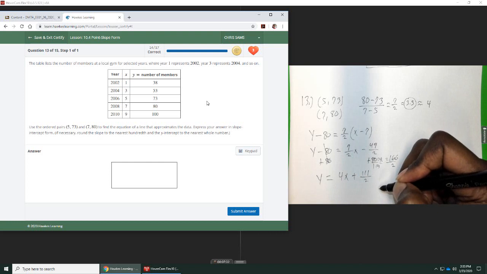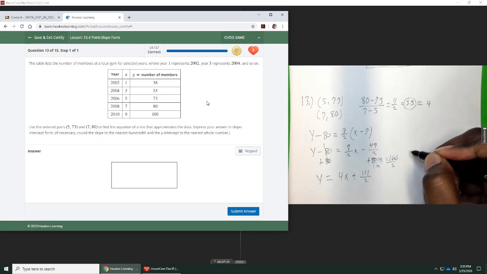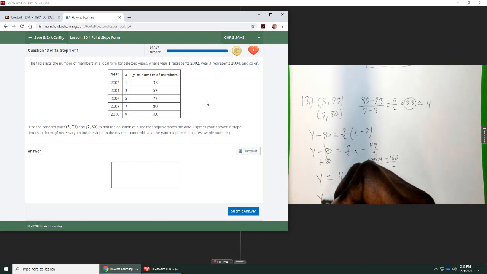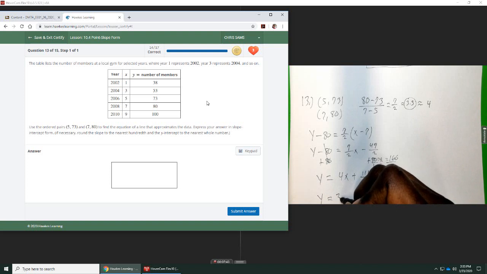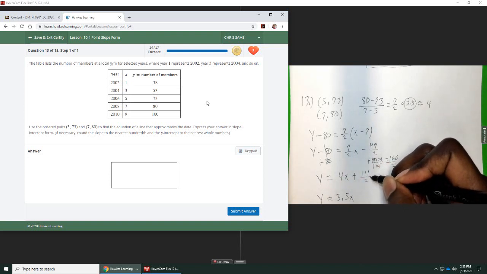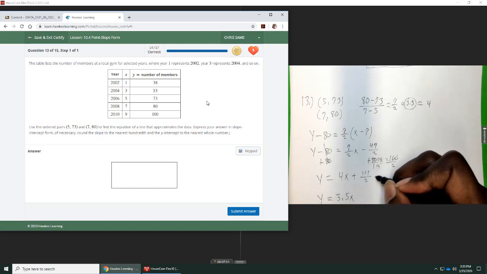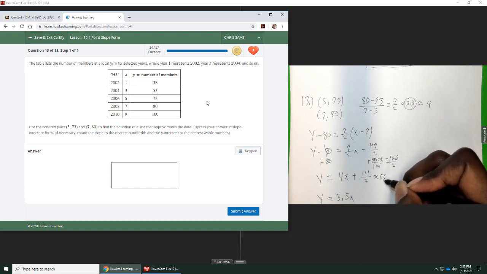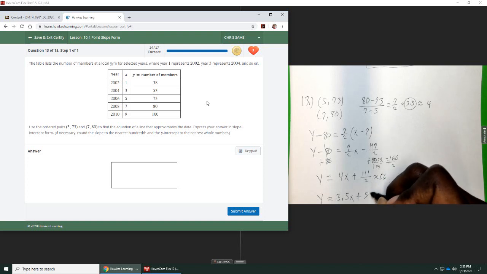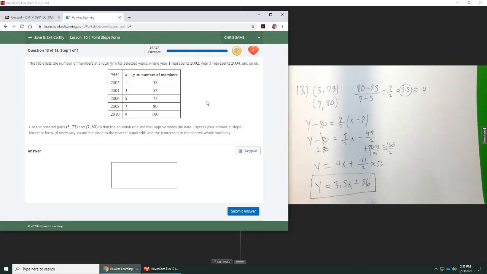So they wanted us to round the slope to the nearest hundredth. Okay, so not the whole number, nearest hundredth. So actually we can leave that y equals 3.5 and round this y-intercept to the nearest whole number. So this is about 56. So this is what we're going to use as our equation. Nearest hundredth, so that's the 10th place. We don't have another place value.